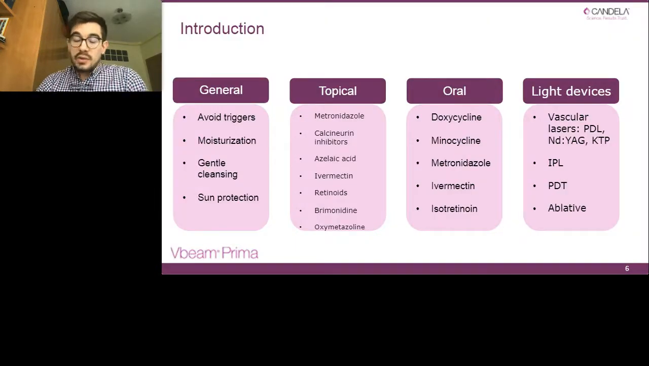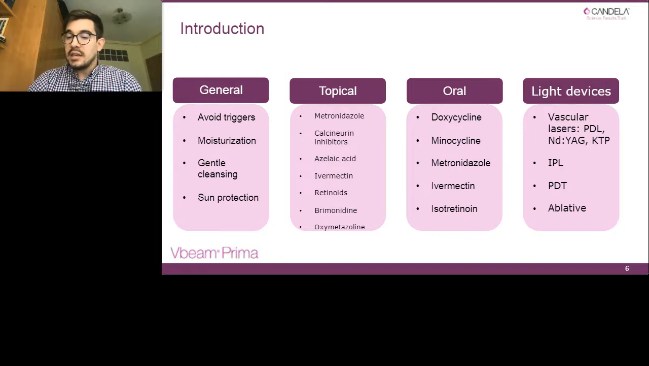There are a lot of different treatments we can use in rosacea. First of all, avoid general triggers such as sun exposure, a lot of physical exercise, use of alcohol or spicy foods. It's very important to moisturize the skin, use gentle cleansing and sun protection. There are a lot of topical and oral treatments, including a variety of antibiotics, ivermectin, or even low doses of retinoids, and last but not least, the use of light devices.